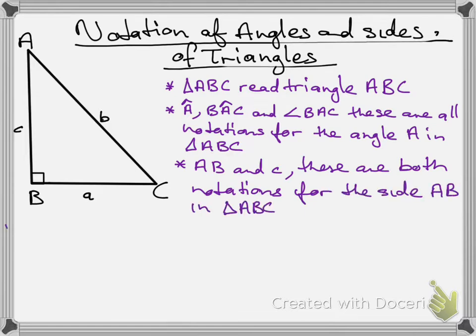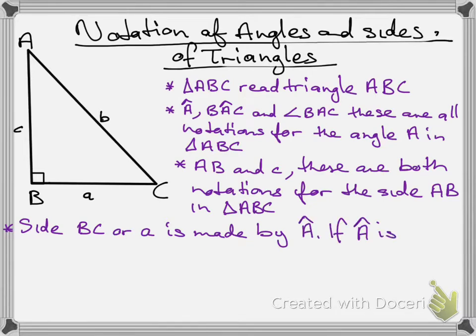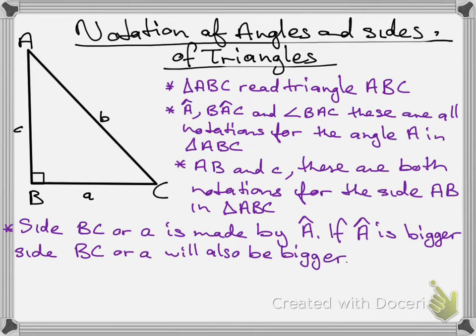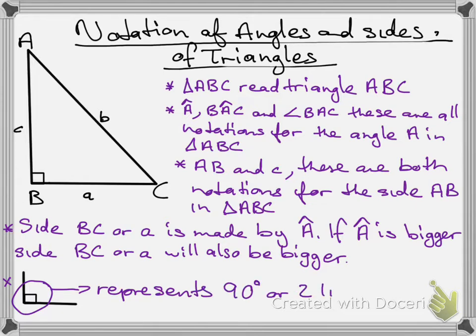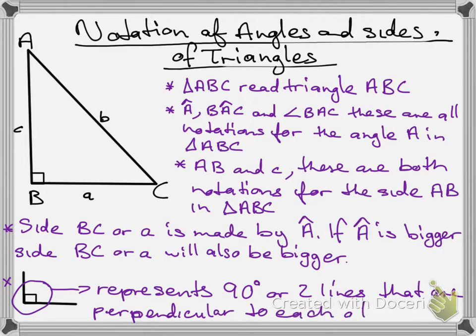And the side AB, represented by the small letter c. These are both notations for the side AB in triangle ABC. The side BC is also represented by the small letter a, as it is made by angle A. If angle A is bigger, then the side will also be bigger. And then this little symbol with a box in the corner represents a 90-degree angle, or we say that two lines are perpendicular to each other.